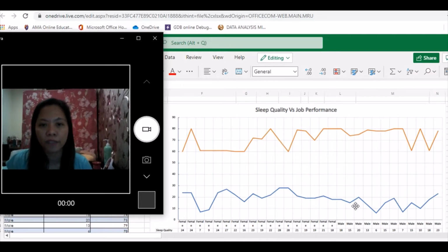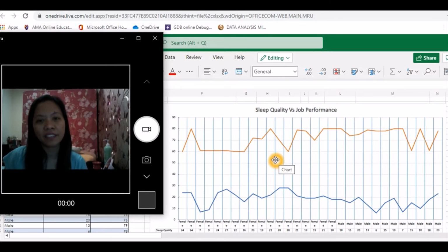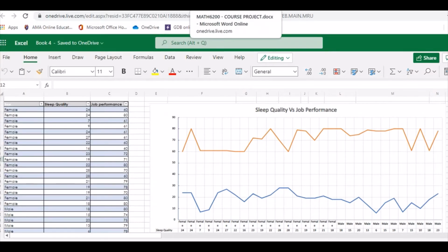So I believe there's no significant relationship between sleep quality and job performance. Because if there were, then as the lines for sleep quality rise, the job performance should also rise. But in this case, the lines were not consistent or parallel on this graph. So I will stand on my point. There's no significant relationship between sleep quality and job performance of either female or male.